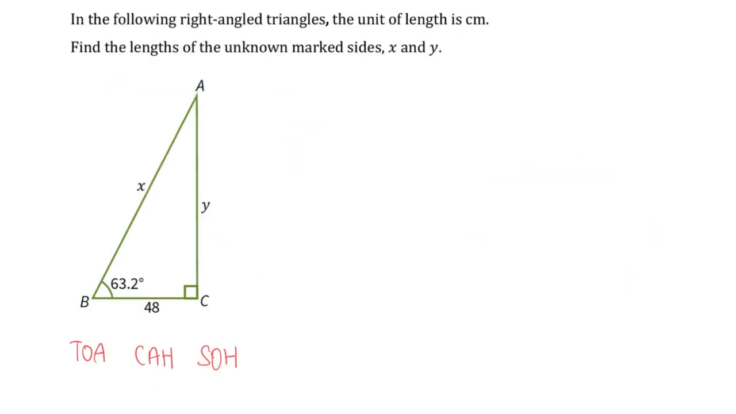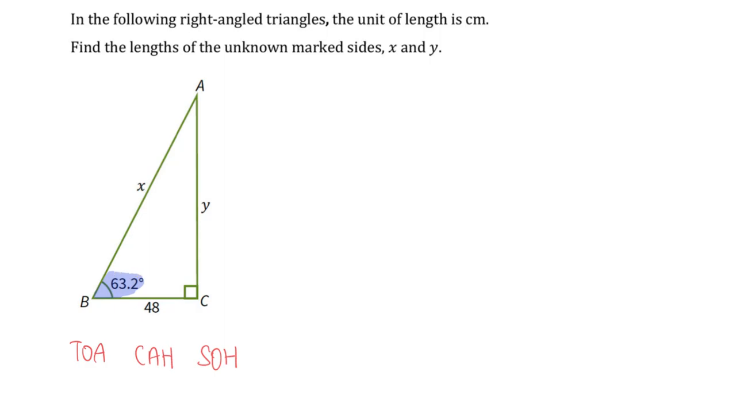Hello everyone, welcome to this question where we are given a right angle triangle, okay? And we are supposed to find x and y. So let's take a look. Well, we are given the angle 63.2 degrees here. So this is what I'm going to make use of.